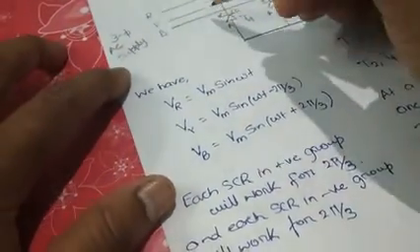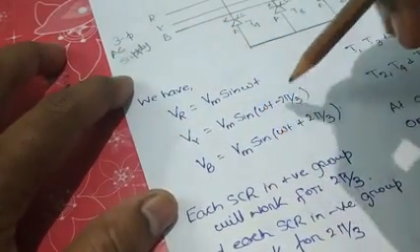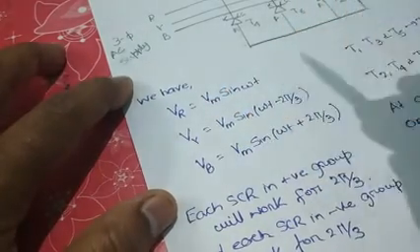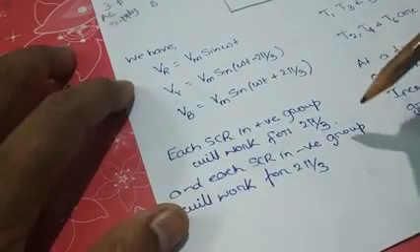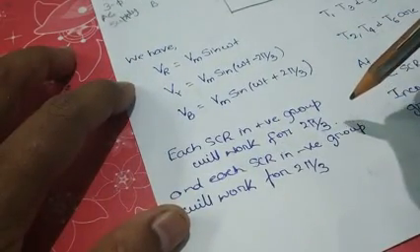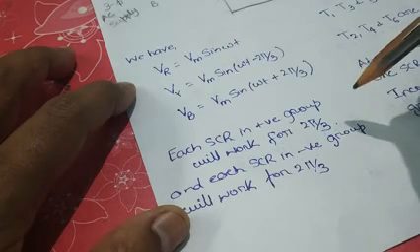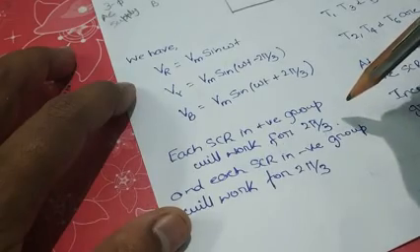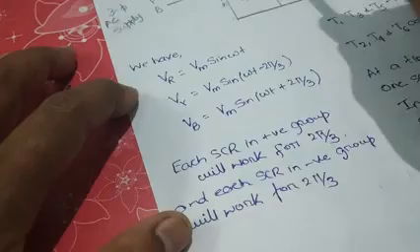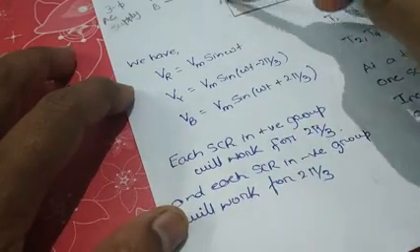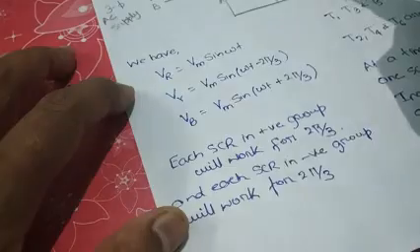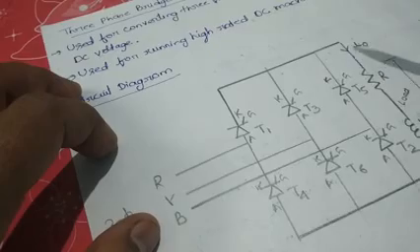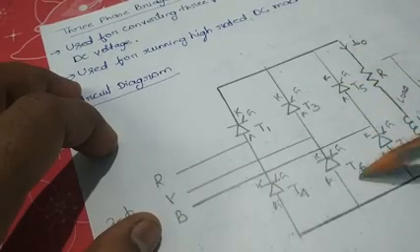Now we have taken the three phase supply, that is R phase, Y phase and B phase, each displaced by 120 degrees, as we know for a three phase circuit. Each SCR in the positive group will work for 120 degrees, and each SCR in the negative group will also work for 120 degrees. The reason is that a complete cycle has 360 degrees, and all the SCRs are identical to each other.